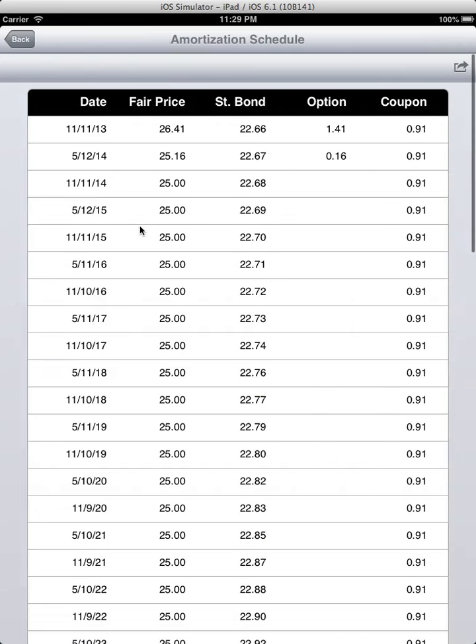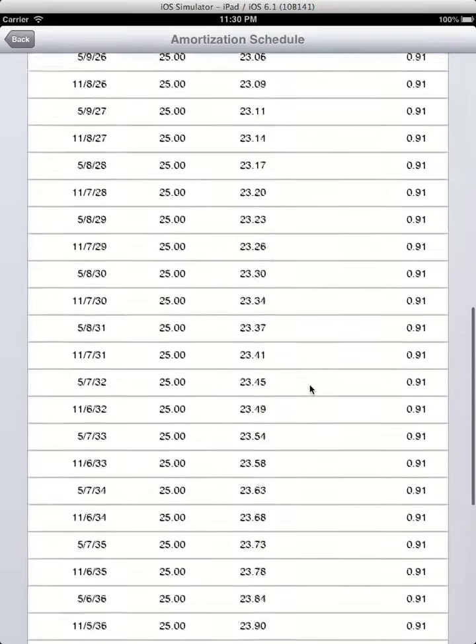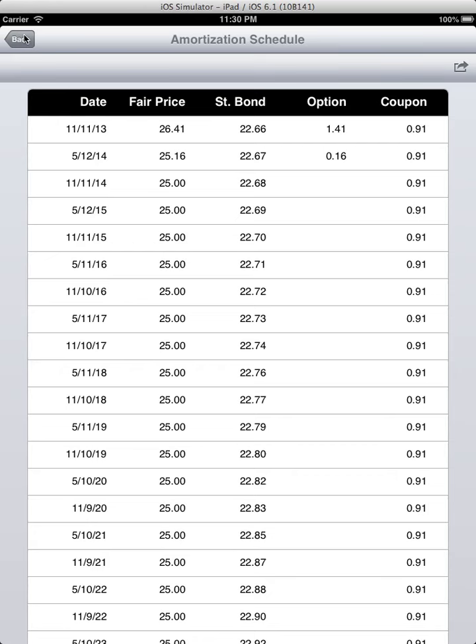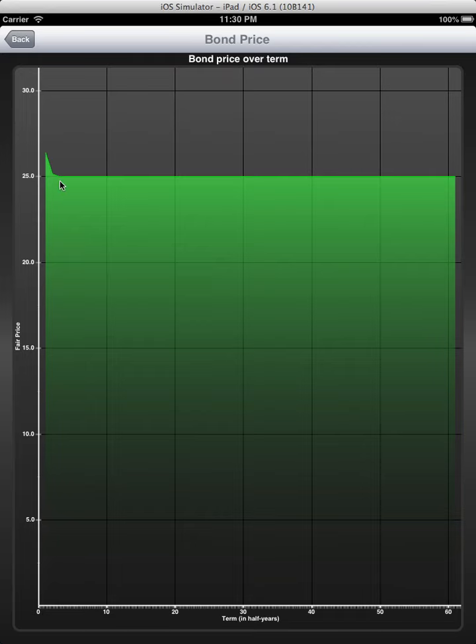So the bond schedule, this essentially starts with the dates for each half year to the completion of the term, then the fair price, straight bond price, option price, and the coupon that is paid, and then at the bottom, you can see the whole schedule, and you can also print and email the output. So here is a beautiful graph of the fair price and then the term. So here you see a spike at the beginning. That means there is an option price embedded into the bond.